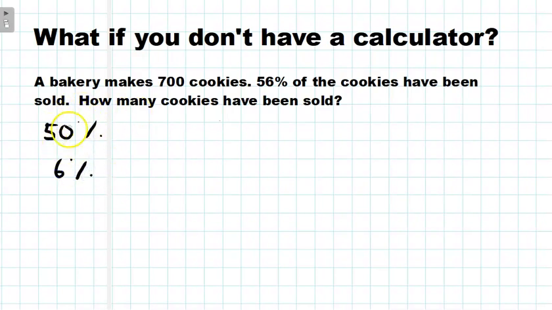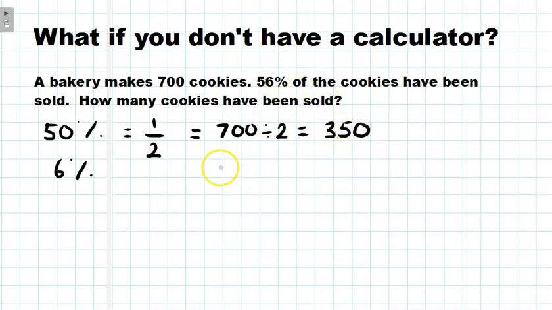Now, I know 50% is the same as a half, isn't it? When you've got 50% of anything, it means half is gone. So, straight away, I can work out 50% of 700 by halving it. I know 700 divided by 2, which is what we do to halve, is 350. Therefore, straight away, I've got my 50%.